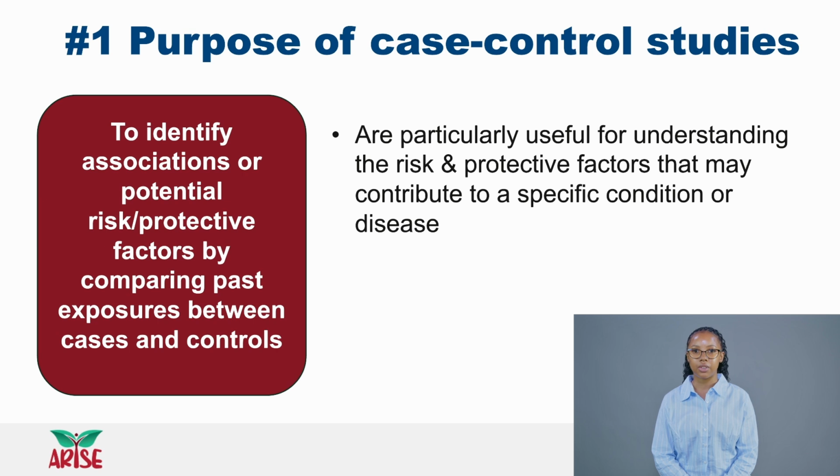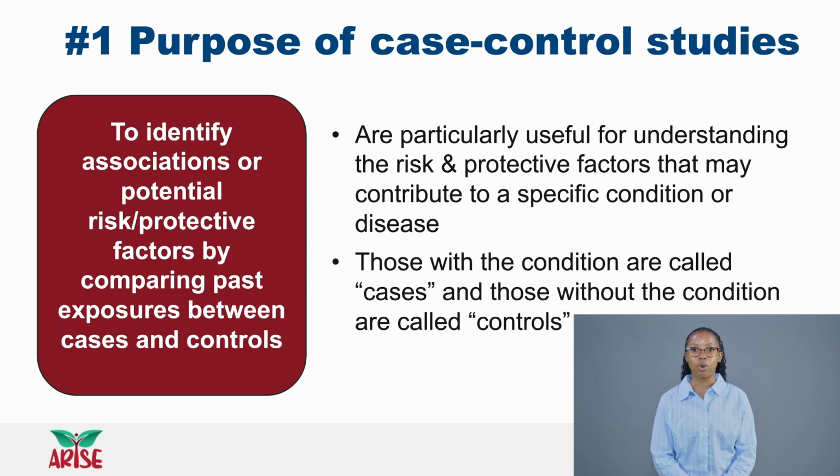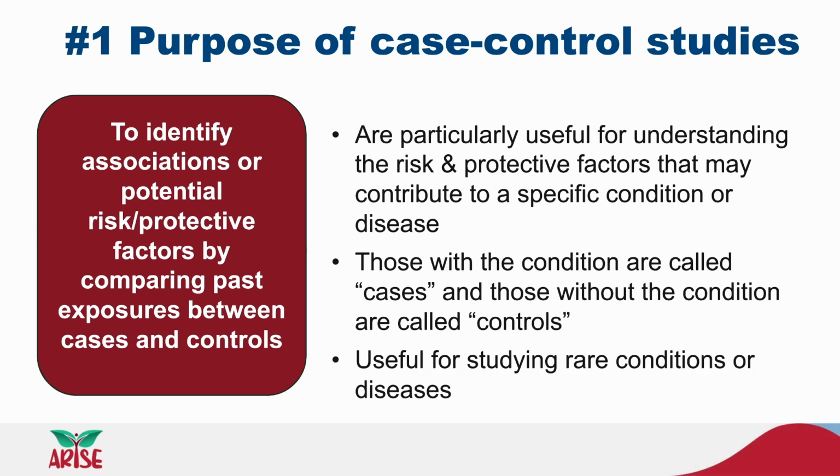For us to study risk and protective factors, we need to compare a group of people who have a condition, say perinatal psychosis, to a similar group of people who do not have the condition. Those with the condition are called cases, and those without the condition are called controls. Case control studies are useful for studying rare conditions or diseases.